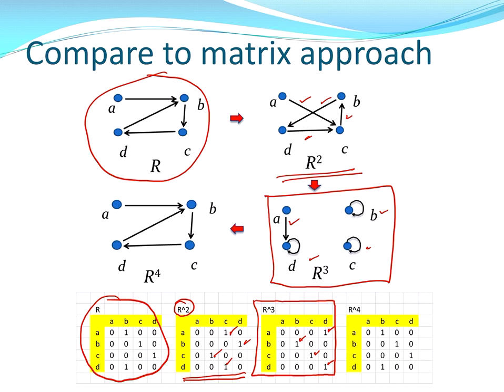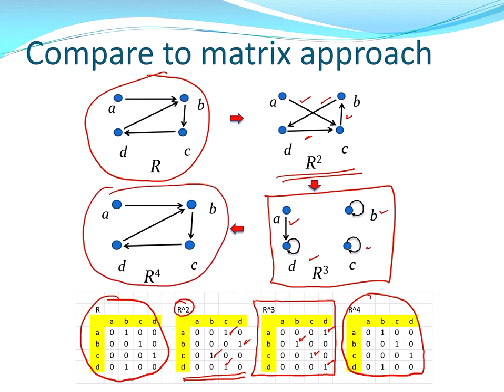And then finally, if I take R3 and I Boolean multiply it by R again, I get R to the fourth power, which we see is exactly the same relation as the original. Okay, so that's how we can use the matrix representation to generate a relation on a set raised to a power.